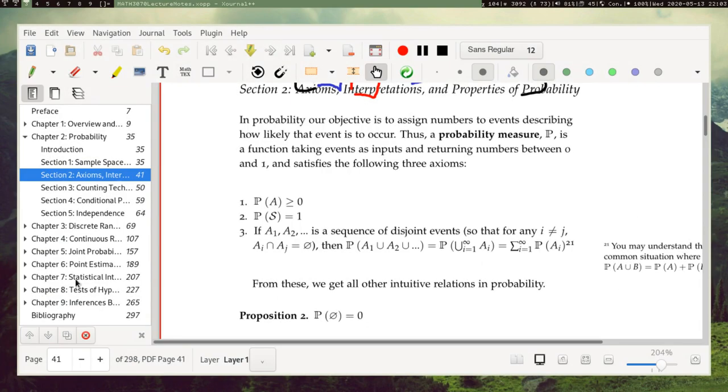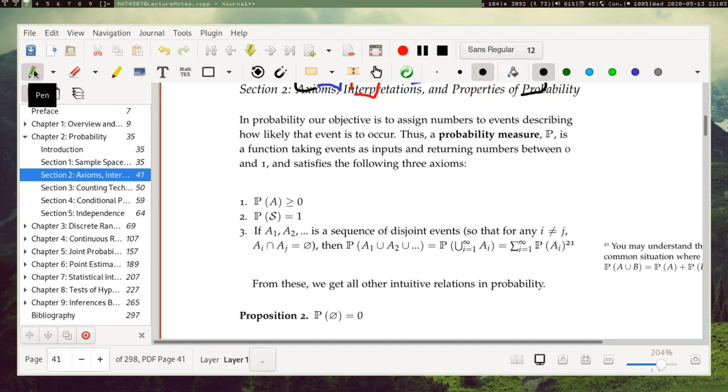All right, so let's move on now to the next section on starting probability theory. We would like to be able to assign numbers to events from sample spaces to describe how likely those events are. And in order to do so, we need to develop a notion of probability. So we'll start by defining what a probability measure is.